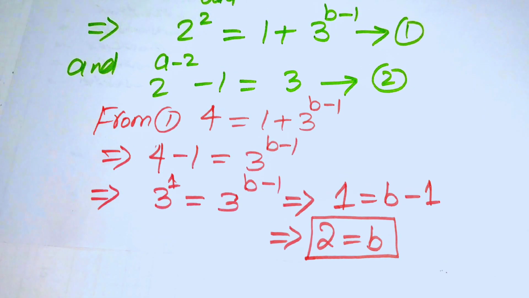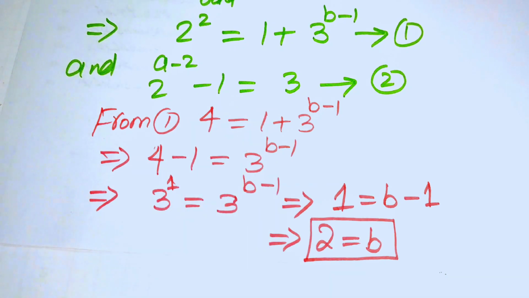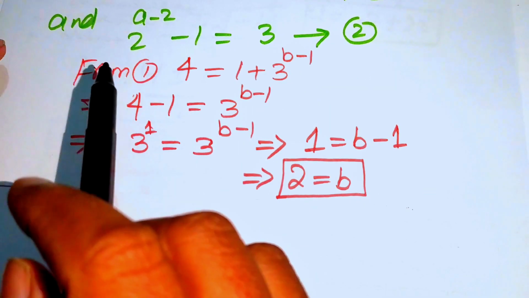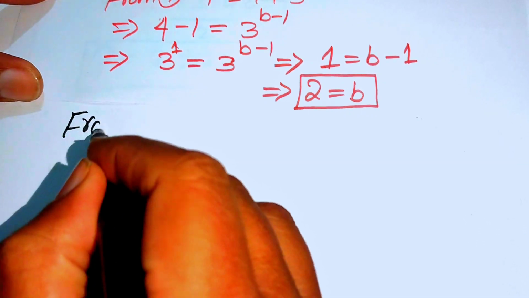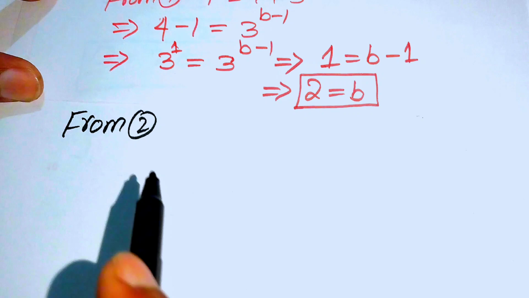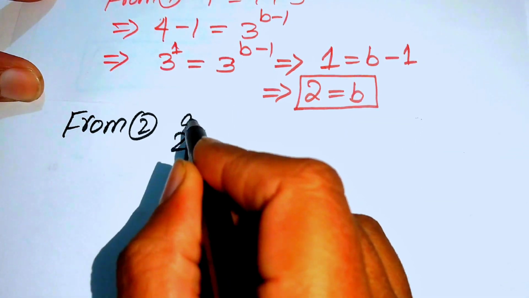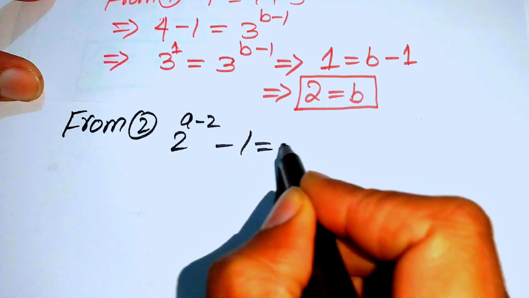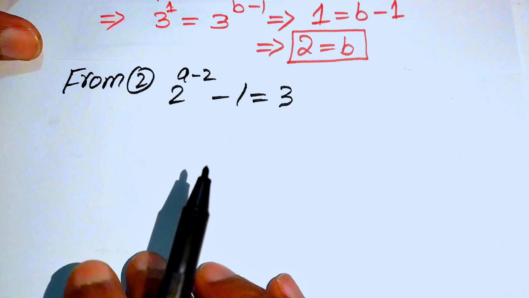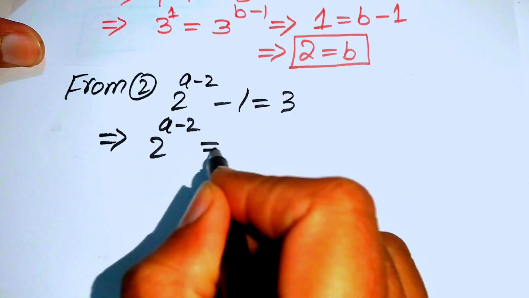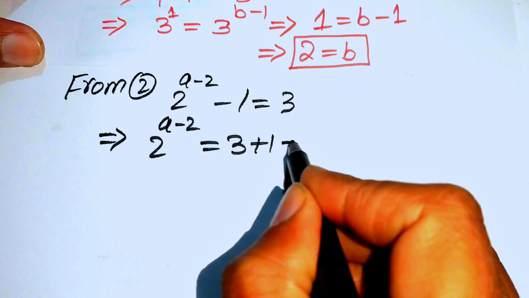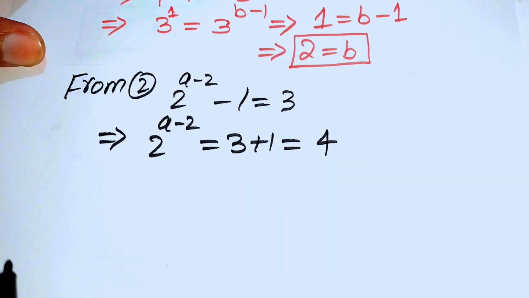And similarly we need to find the value of a, so we solve equation number 2. In order to find the value of a, we move towards equation number 2. Here we copy down equation number 2, and it is 2 to the power of a minus 2 minus 1 equals 3. And now we move this minus 1 to the right hand side, and it becomes 2 to the power of a minus 2 equals 3 plus 1, and we know that 3 plus 1 equals 4.